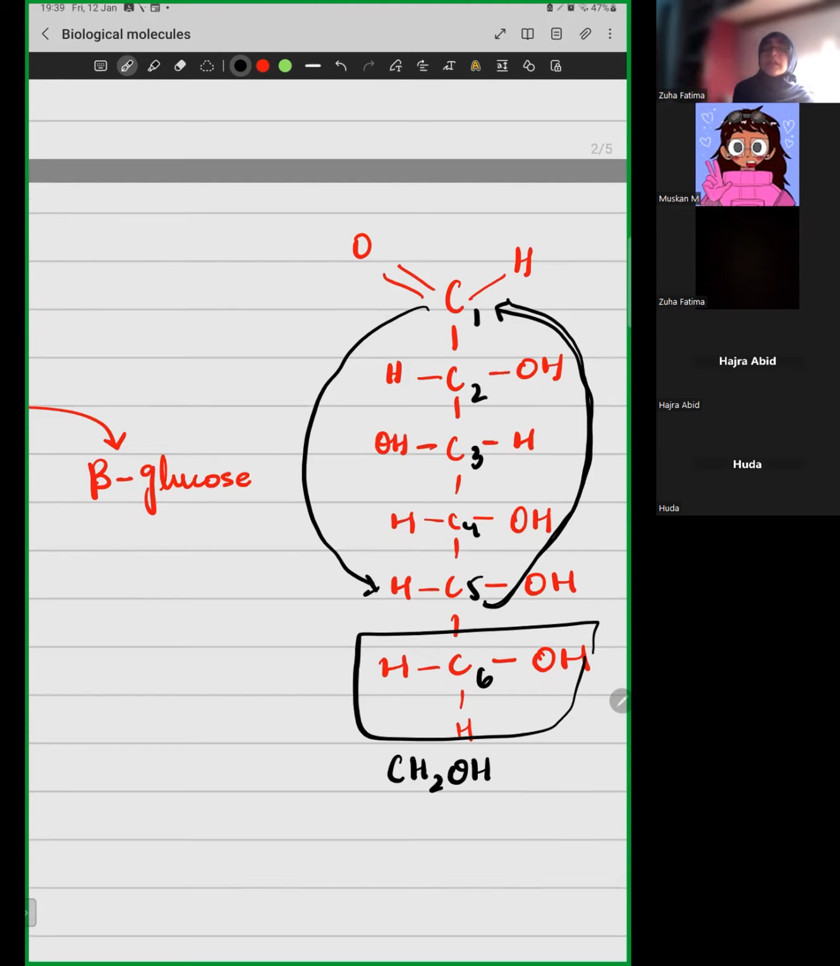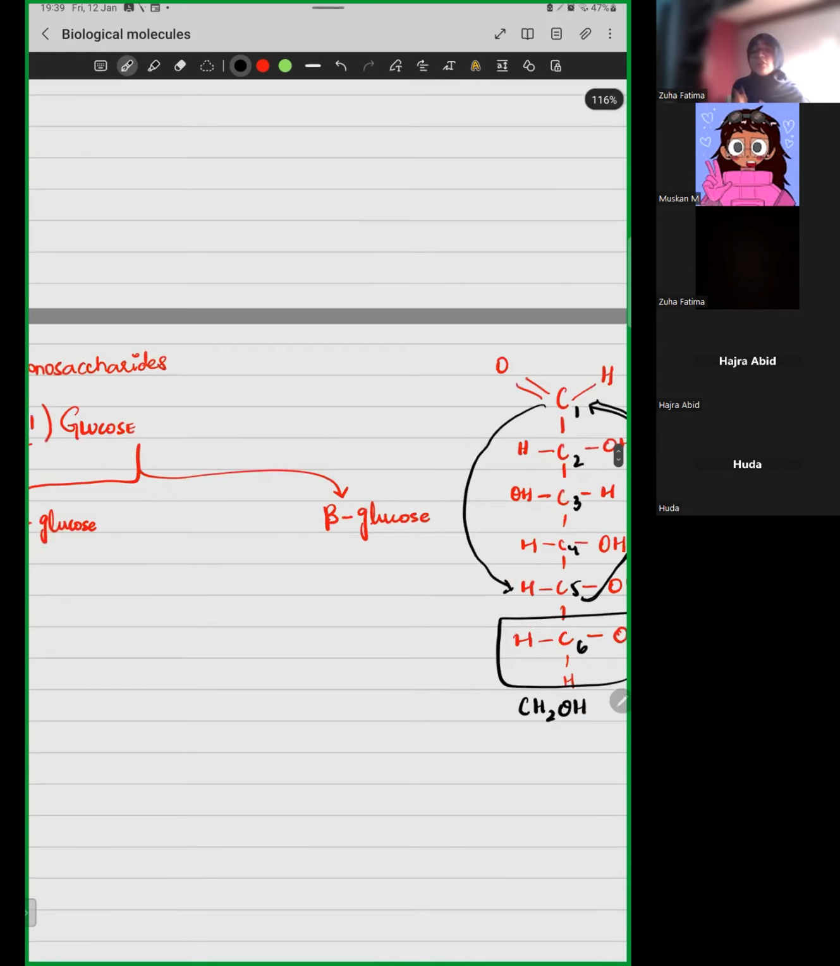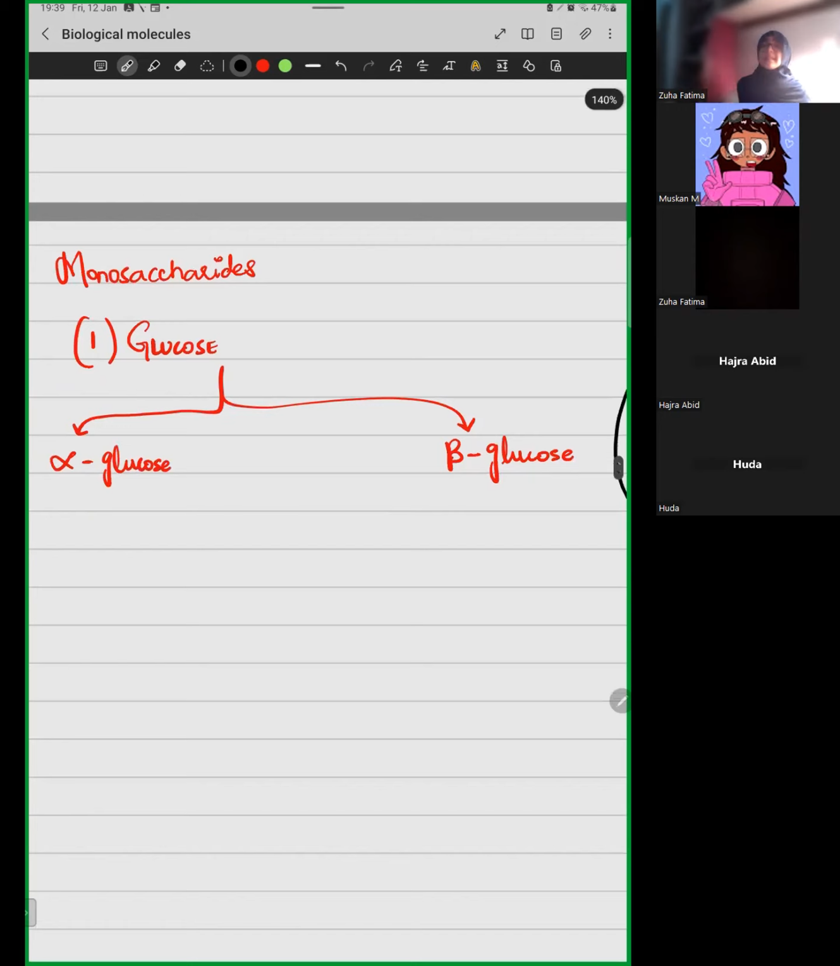In a ring structure, the fifth carbon bonds with the first carbon, forming a ring-like bond, and the sixth carbon is basically lying outside the ring. Now, when the straight chain glucose is organizing itself in a ring form, two types of rings are created. And we say that one of those rings is an alpha glucose ring, and the other type of the ring is a beta glucose ring. ठीक है? Now, what are the differences between alpha glucose and beta glucose?